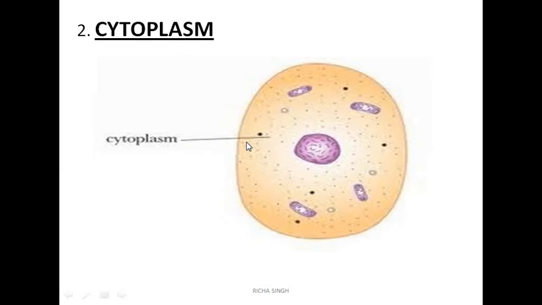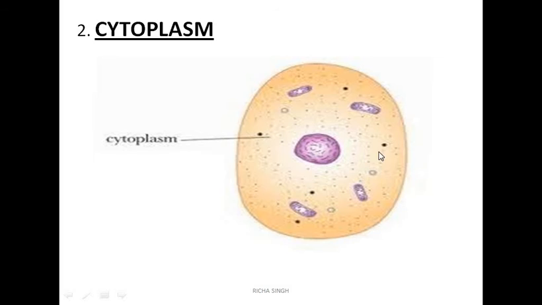Let's come to the next part of the cell, the cytoplasm. Cytoplasm is a jelly-like fluid present inside the cell membrane. It occupies the space between the cell membrane and nucleus. You can see here, this is the cell membrane, this is the nucleus, and this substance filled between them is known as the cytoplasm.